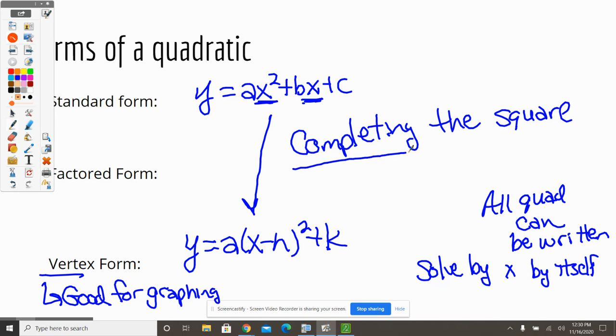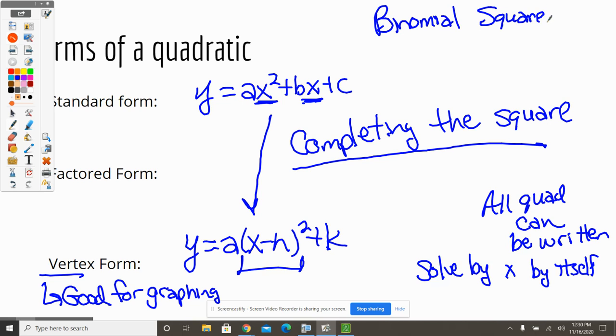So what we're going to do today is we're going to complete the square, which changes something that looks like standard form into something that looks like vertex form so that we can solve it easier. Now, the big thing about vertex form is this guy right here. That's called a binomial square. And there is a binomial square in every vertex form. So we're going to spend some time looking at that a little bit closer to start.